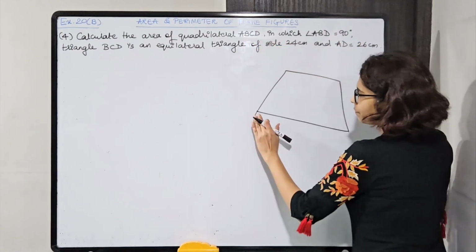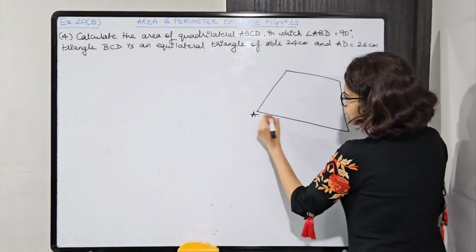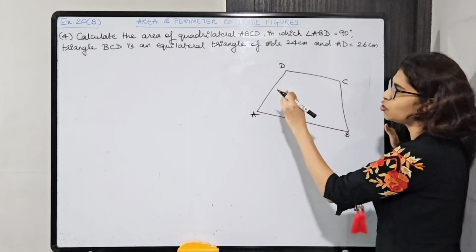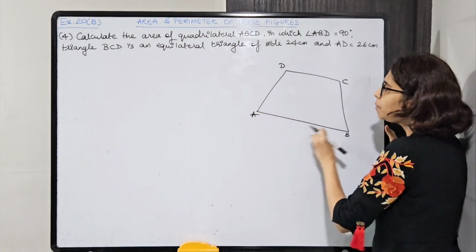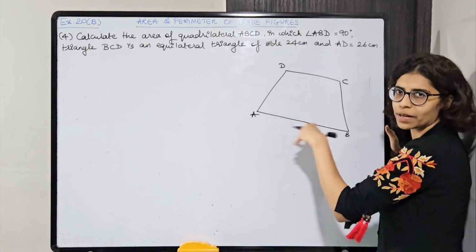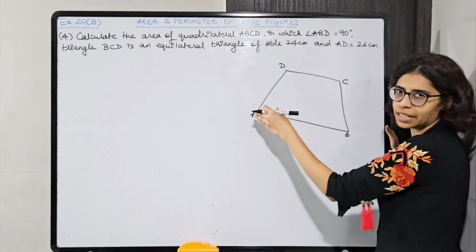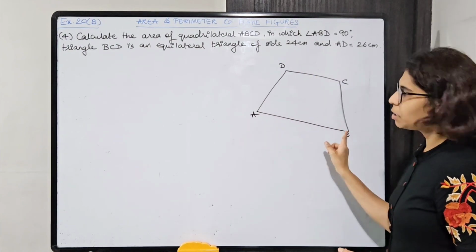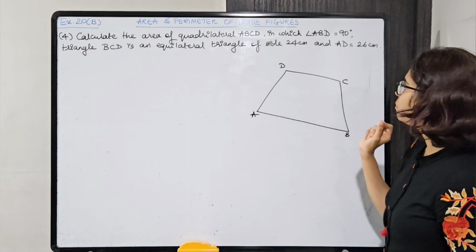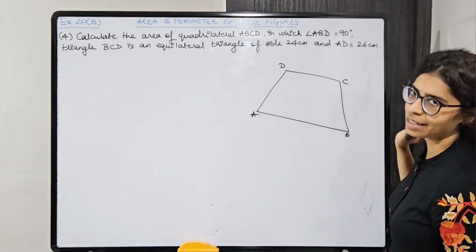ABCD, complete the circle. जहां से भी start कर रहे हो, complete the circle. Okay, so either this way or this way. Clockwise, anti-clockwise, कैसे भी पूरा complete करो. Don't break the cycle. ABCD ऐसे नहीं होगा. So ABCD is the quadrilateral where angle ABD is 90 degrees.